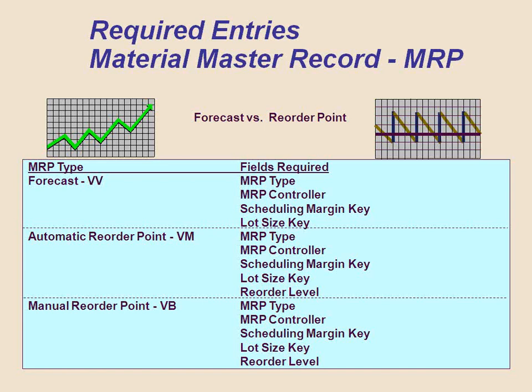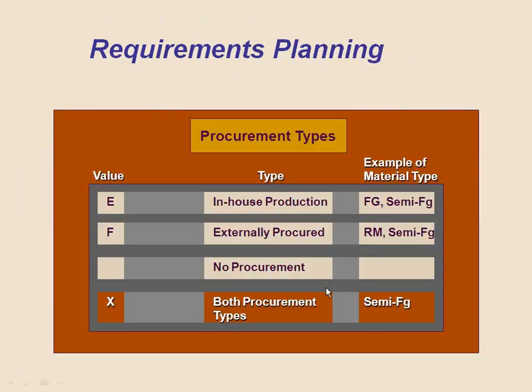These are 4 mandatory keys for the forecast based or stochastic planning. In case of reorder point planning, what is the reorder level, the reorder point? Okay, this one gets added. Apart from this 4 plus reorder level, all these 4 parameters are required. Then the next thing is there is something called procurement type indicator. This is the one which will actually control everything.